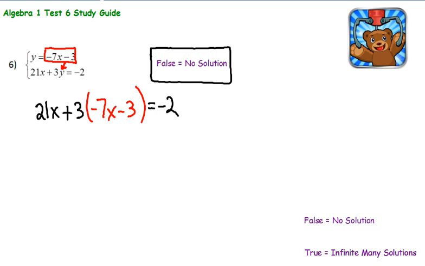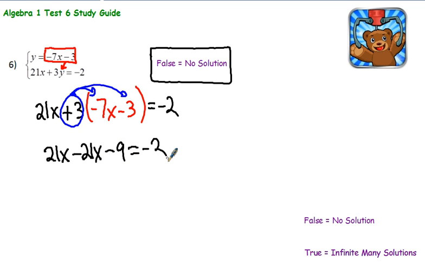When I do that distribution, I'm going to distribute that positive 3. So that ends up being 21x minus 21x minus 9 equals negative 2. So let's see what cancels there. Well, if I had 21 x's and I took 21 away, I have nothing left. And then I've got negative 9 equals negative 2. Well, that's not true. Negative 9 is not the same thing as negative 2. The numbers don't match. That's false.